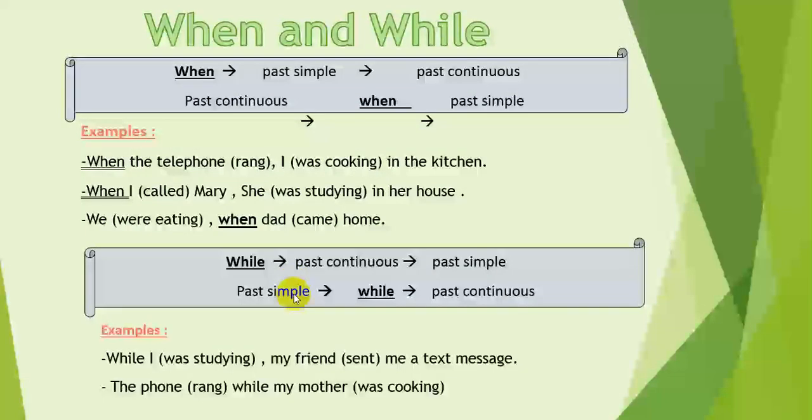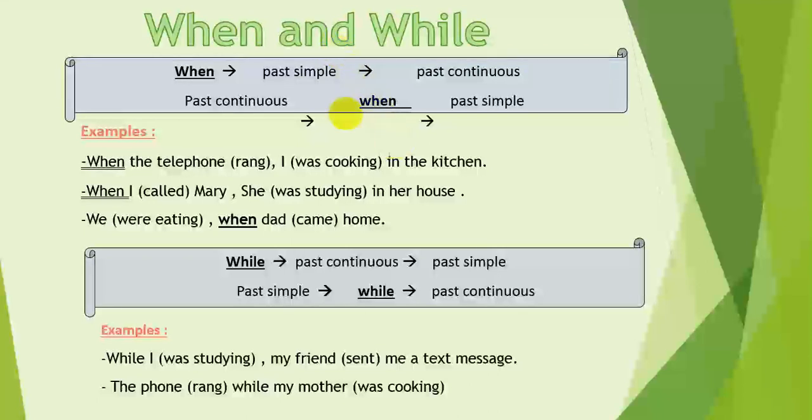Now let us go and check two keywords for the past continuous that are when and while. We'll know when to use them and how to use them. Now look at this here. We'll say when, and then after when comes past simple and then past continuous. So what I notice here is that after when comes the past simple, right? After when the past simple comes. Okay, that's if when is in the beginning of the sentence.